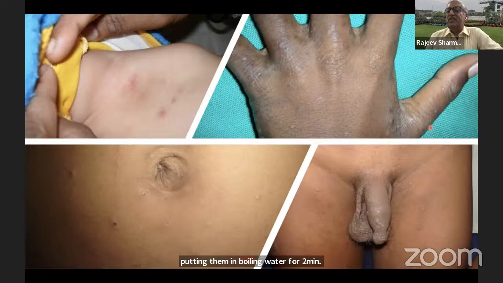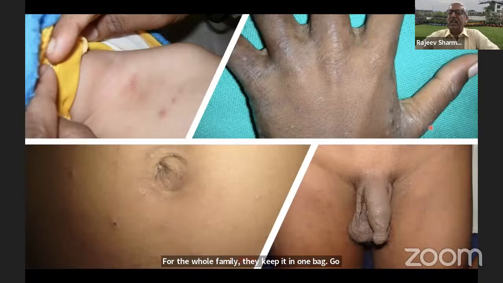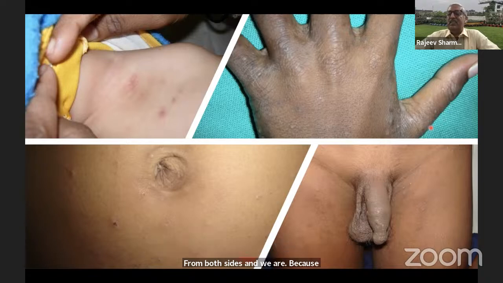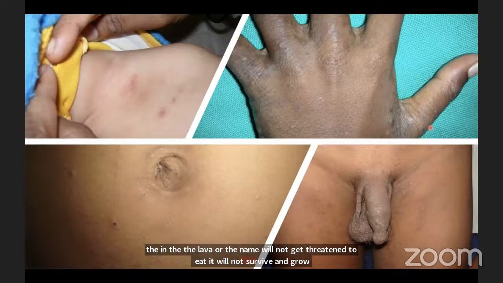I advise my patients to keep the clothing, the beddings and everything away in a bag for the whole family. They keep it in one bag, store it away for 10 days, then take it out, do routine laundry, dry it in the sun, iron it from both sides and wear it. Because in 10 days, if the larva or the nymph does not get keratin to eat, it will not survive and grow. Right, sir.